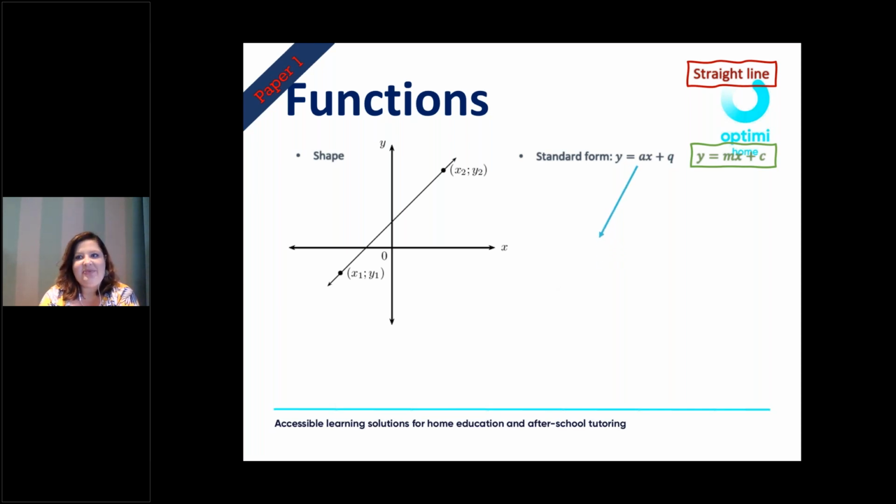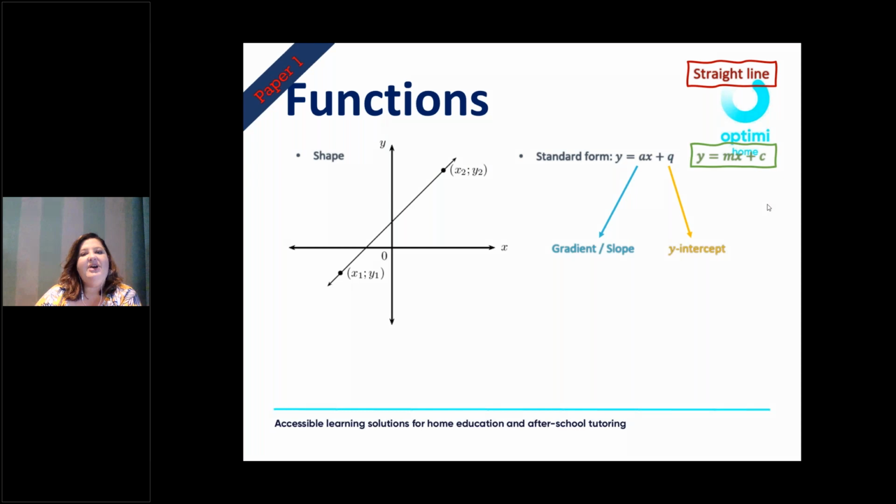My a represents my gradient or my slope. So I want you to think about what that means. My gradient or my slope. It means how steep my line is. Q represents my y-intercept.